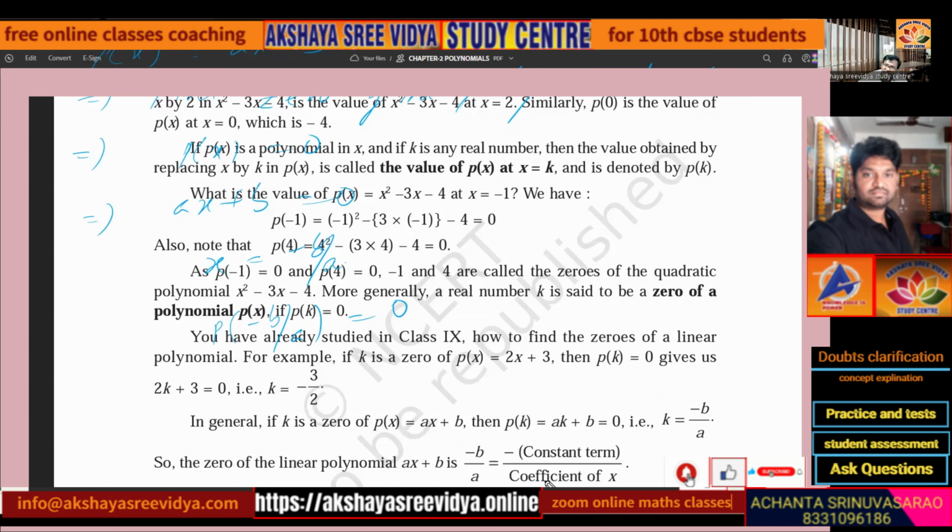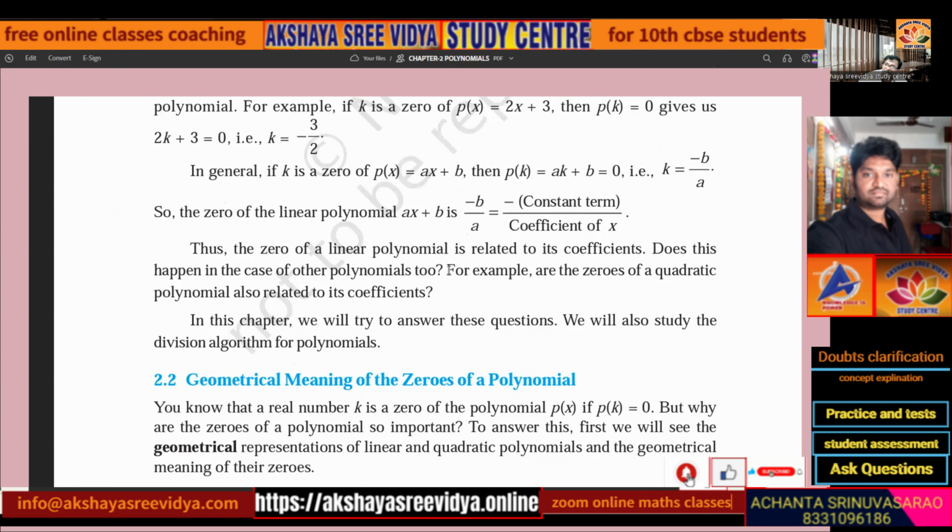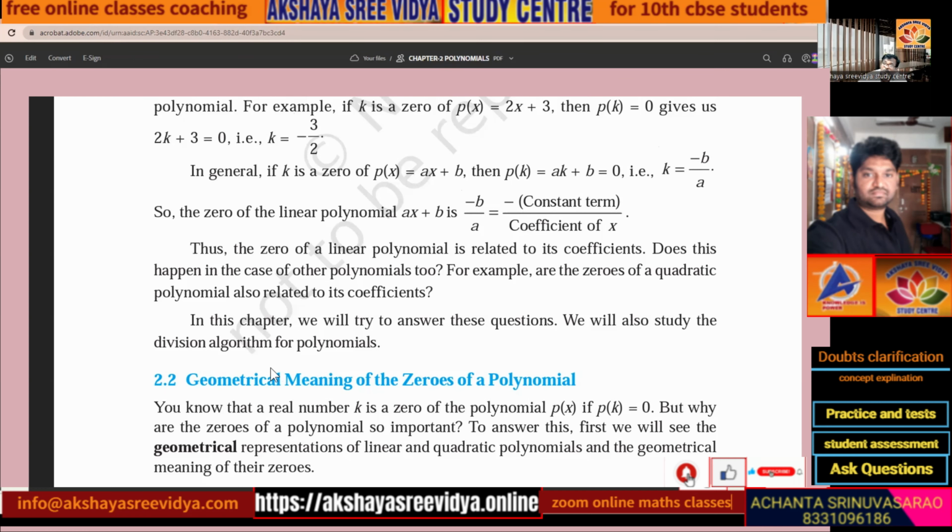That is, minus the constant term divided by the coefficient of x. The zero of a linear polynomial is related to its coefficients. Does this happen in the case of other polynomials too? For example, are the zeros of a quadratic polynomial also related to coefficients? In this chapter, we will try to answer these questions. We will also study the division algorithm for polynomials.